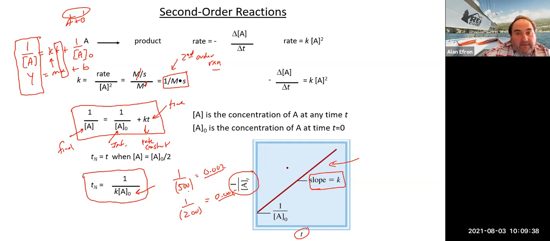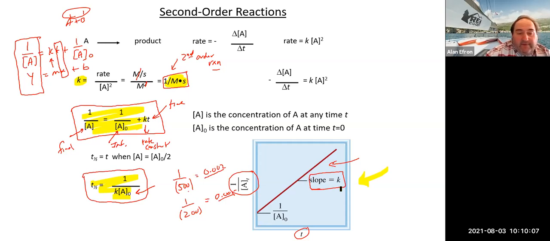And again, we have these important things here. Much like first order, there are a few really important things to remember: k and the units associated with it for second order, the integrated rate law, the half-life equation, and our typical graph that we see associated with a second order reaction.